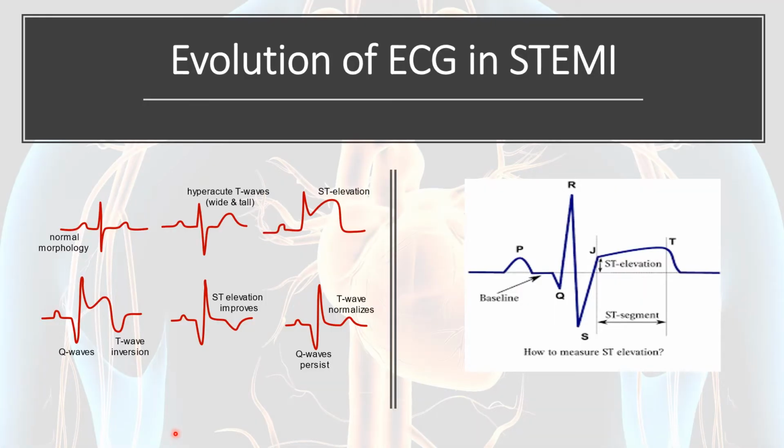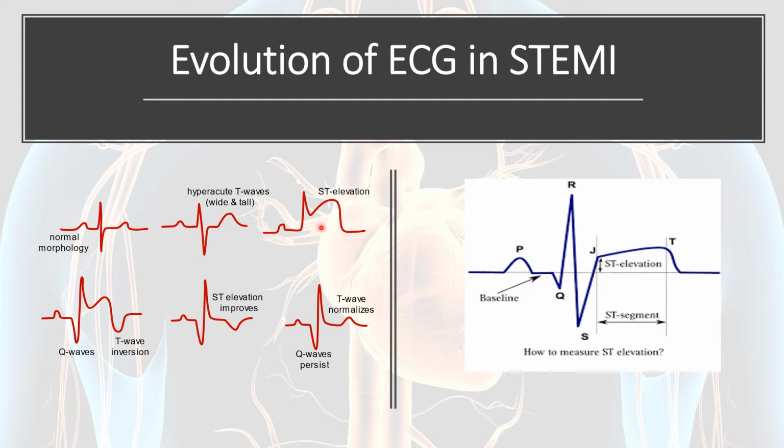In this slide, we can see the evolution of ECG changes in patients with acute ST elevation MI. This is normal ECG morphology. This is P wave, followed by PR segment, QRS complex, ST segment, and T wave. In the beginning, there may be hyperacute T waves. This is followed by ST segment elevation. ST segment elevation is measured from baseline, that is PR segment. 1 mm elevation equates to 1 small square on ECG. This is the PR segment and this is the ST segment elevation.